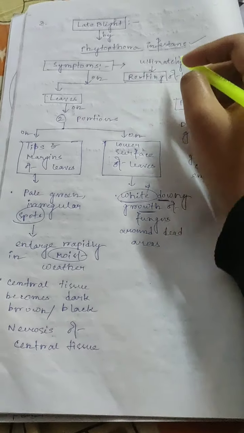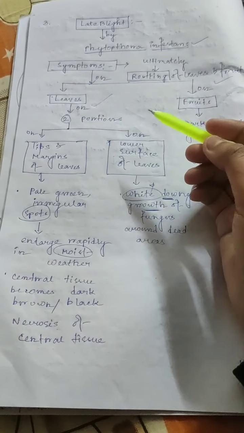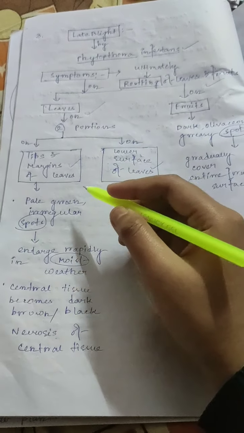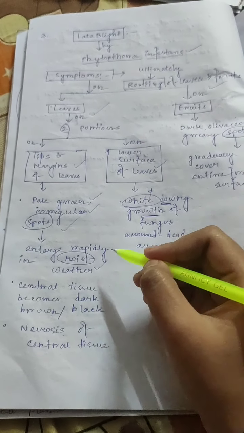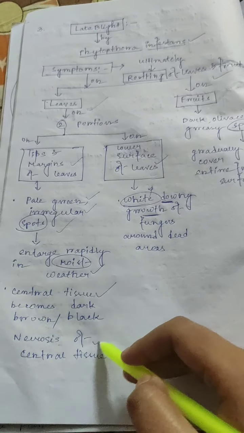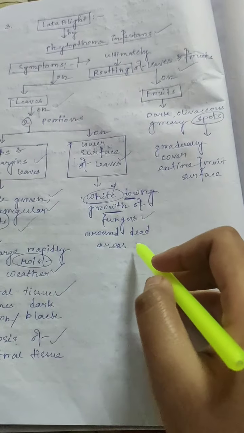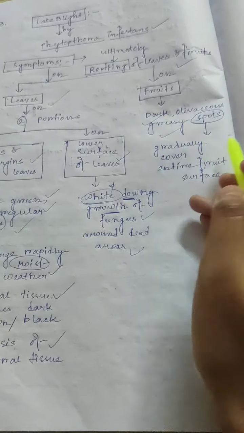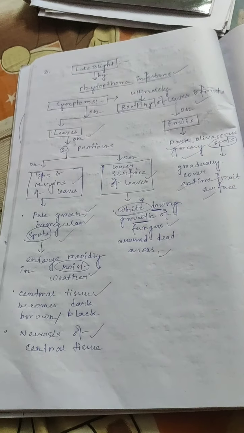Phytophthora infestans symptoms: ultimately rotting of leaves and fruits. Symptoms on leaves are on two portions: tips and margins of leaves. On the lower surface of leaves, tips and margins show pale green irregular spots. The spots enlarge rapidly in moist weather. Central tissue becomes dark brown or black, necrosis of the central tissue. On the lower surface of leaves, white downy growth of fungus appears around the dead areas. On the fruits, dark olivaceous greasy spots gradually cover the entire fruit surface. Ultimately rotting of leaves and fruits.